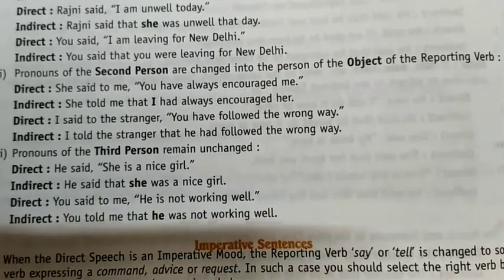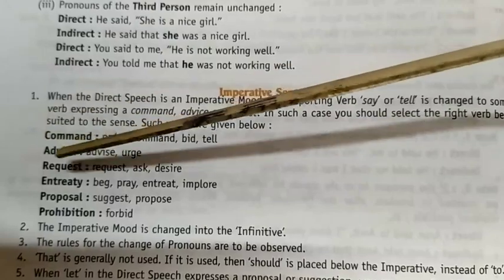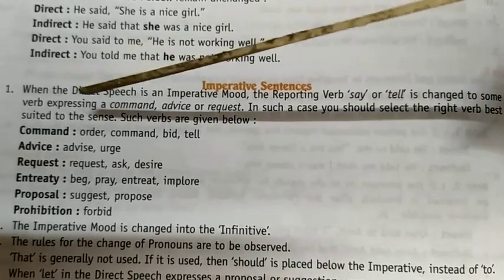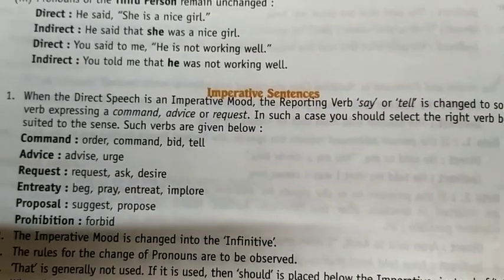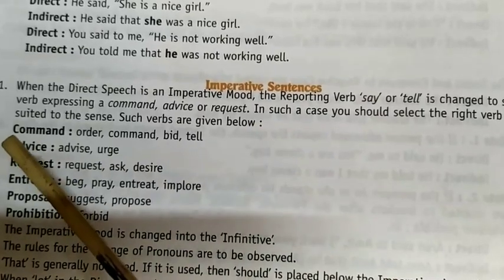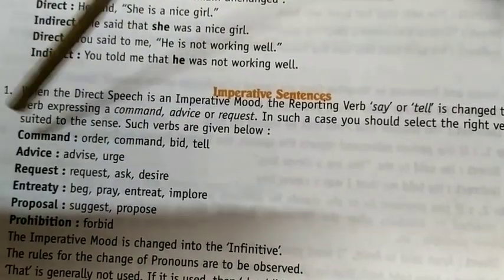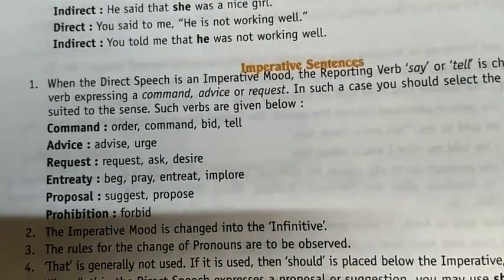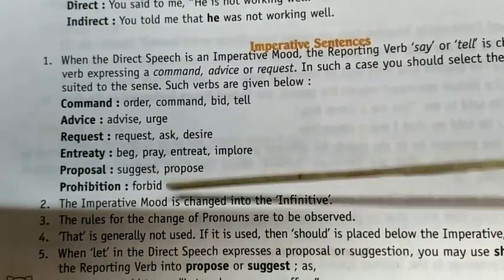Let us move to imperative sentences. When the direct speech is an imperative mood, what are imperative moods? Command, advice, request. So the reporting verb say or tell is changed to some verb expressing a command, advice, or a request. In such case, you should select the right verb best suited to the sense of the imperative sentence. Such verbs are given below. To express command or order: command, bid, tell, advise, urge. For request: ask, desire. For entreaty: beg, pray, entreat, implore. For proposal: suggest, propose. For prohibition: forbid.